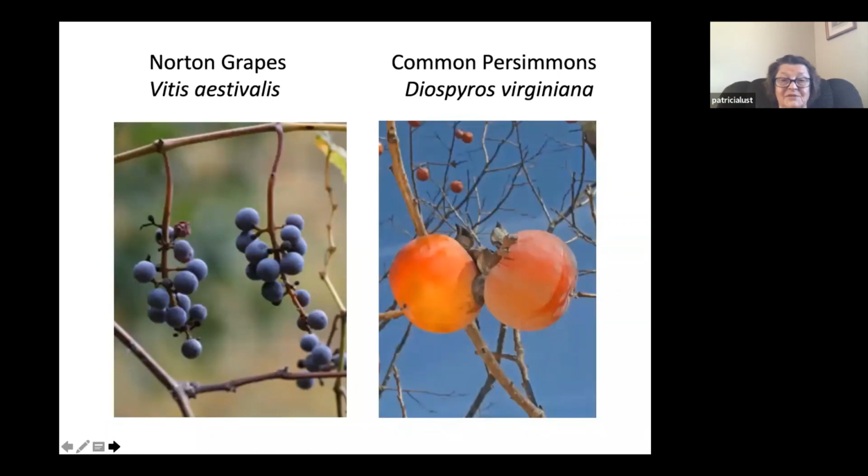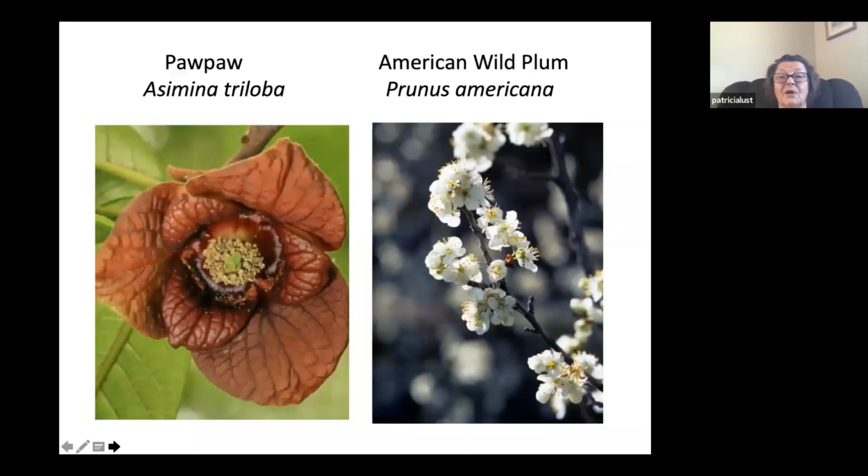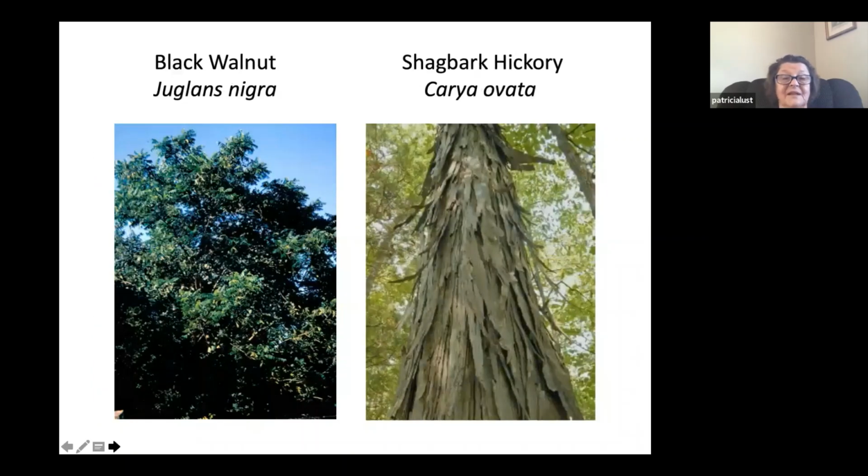Norton grapes and persimmons, they're native. I could talk about the Norton grapes a bit, but since we're running out of time, I won't. Pawpaws and wild plums, and sitting around the fire in the evening cracking nuts and then making a nice black walnut cake. Oh, yum.